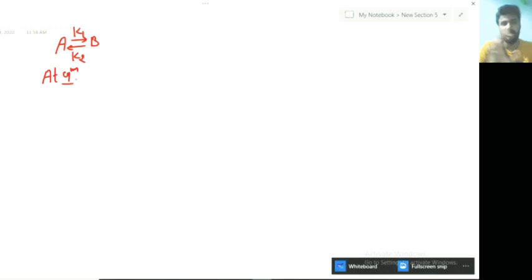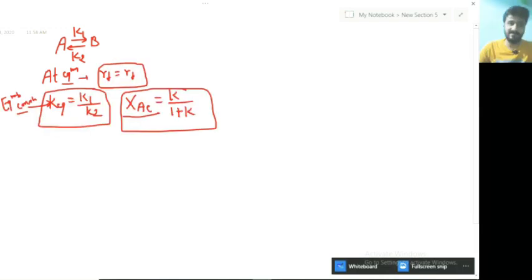Now understand one thing. If this reaction has achieved Xe, that is the equilibrium conversion, then definitely the reaction will stop here, because the rate of forward reaction will be equal to the rate of backward reaction, and there won't be any reaction taking place either in the forward direction or in the backward direction. That will be the maximum achievable conversion.